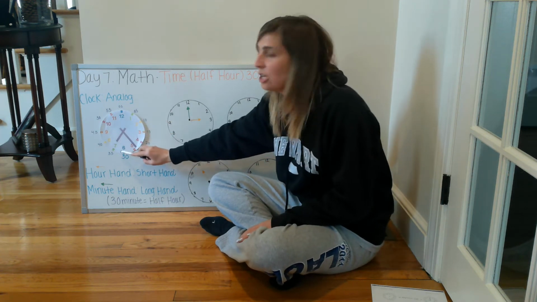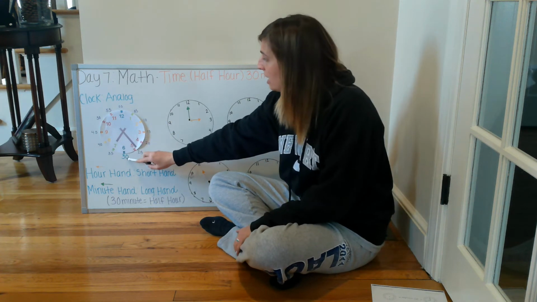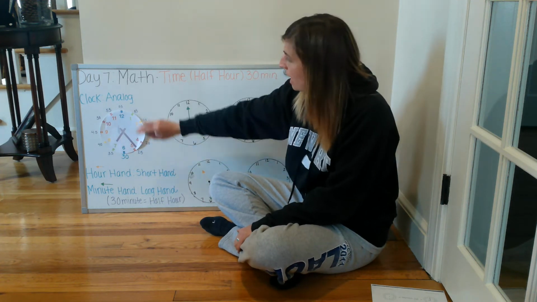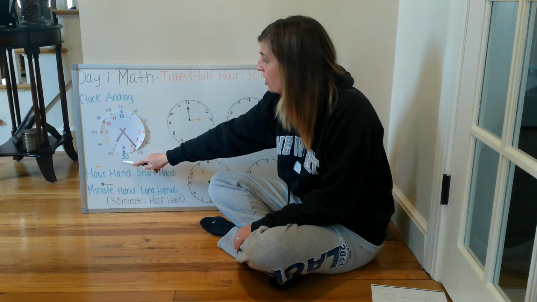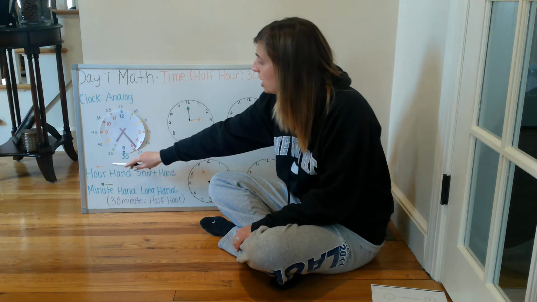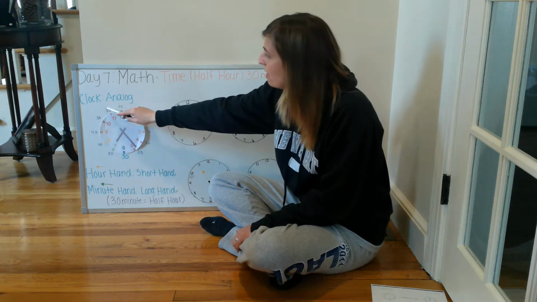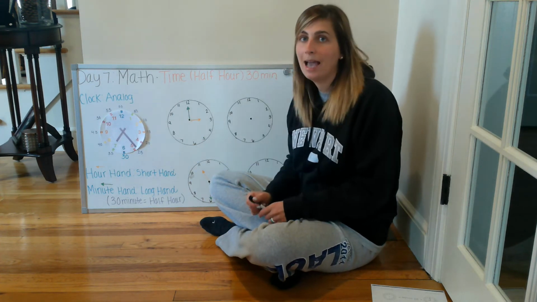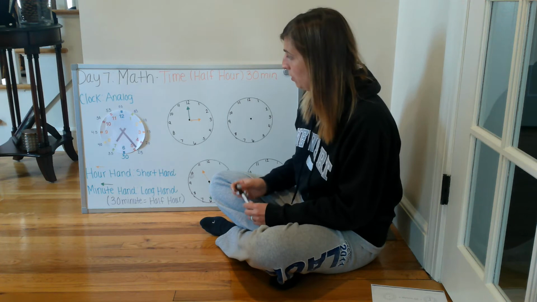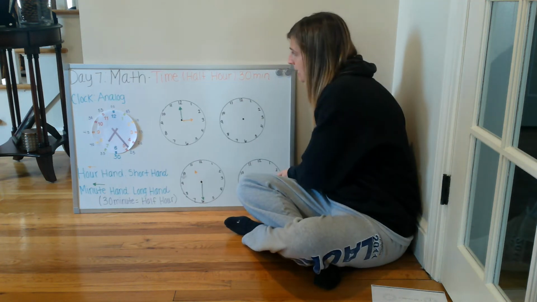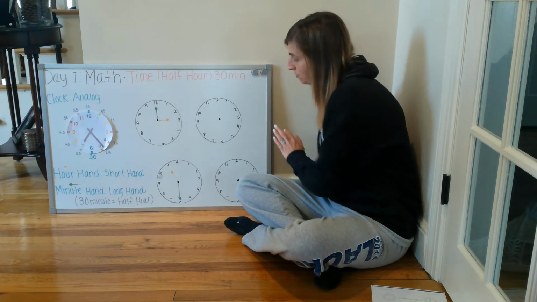30 minutes equal a half hour, okay? So now I'm going to count from 30 all the way back to the top. So we're going to start at 30. So we're going to do 30, 35, 40, 45, 50, 55, and then back at the starting point, back at 0. Okay? Today we're going to be focusing on, like I said, telling time to the half hour.